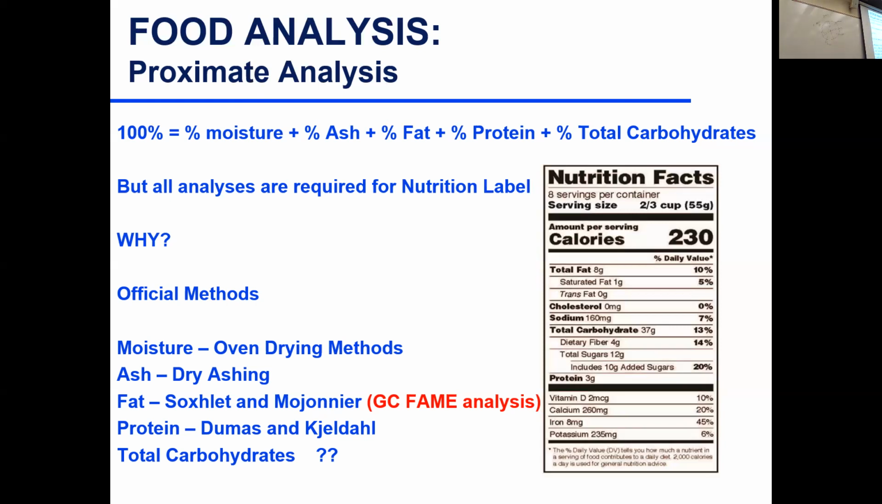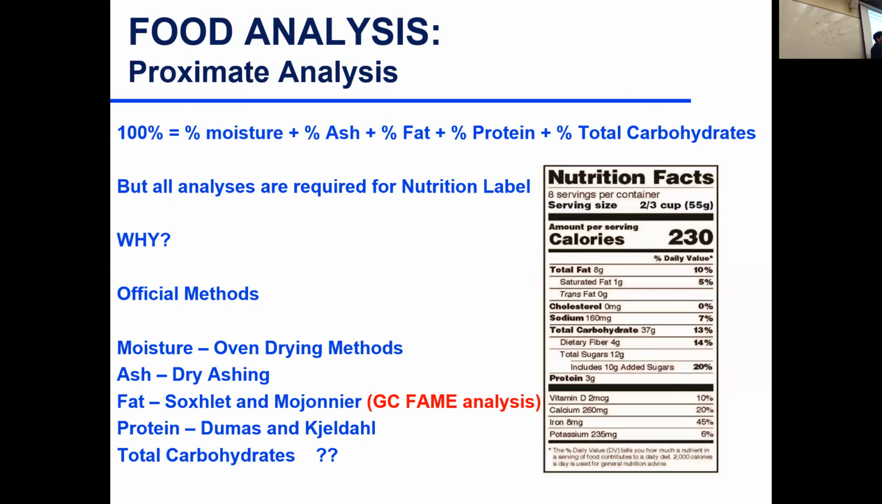Okay. For nutrition labeling, we have to use official methods of analysis. We learned that back in chapter 3. So for moisture, we use oven drying methods. Next week, you're going to be using the vacuum oven and the forced draft oven. Both methods are official methods of analysis. You can use either to get the moisture of the product.